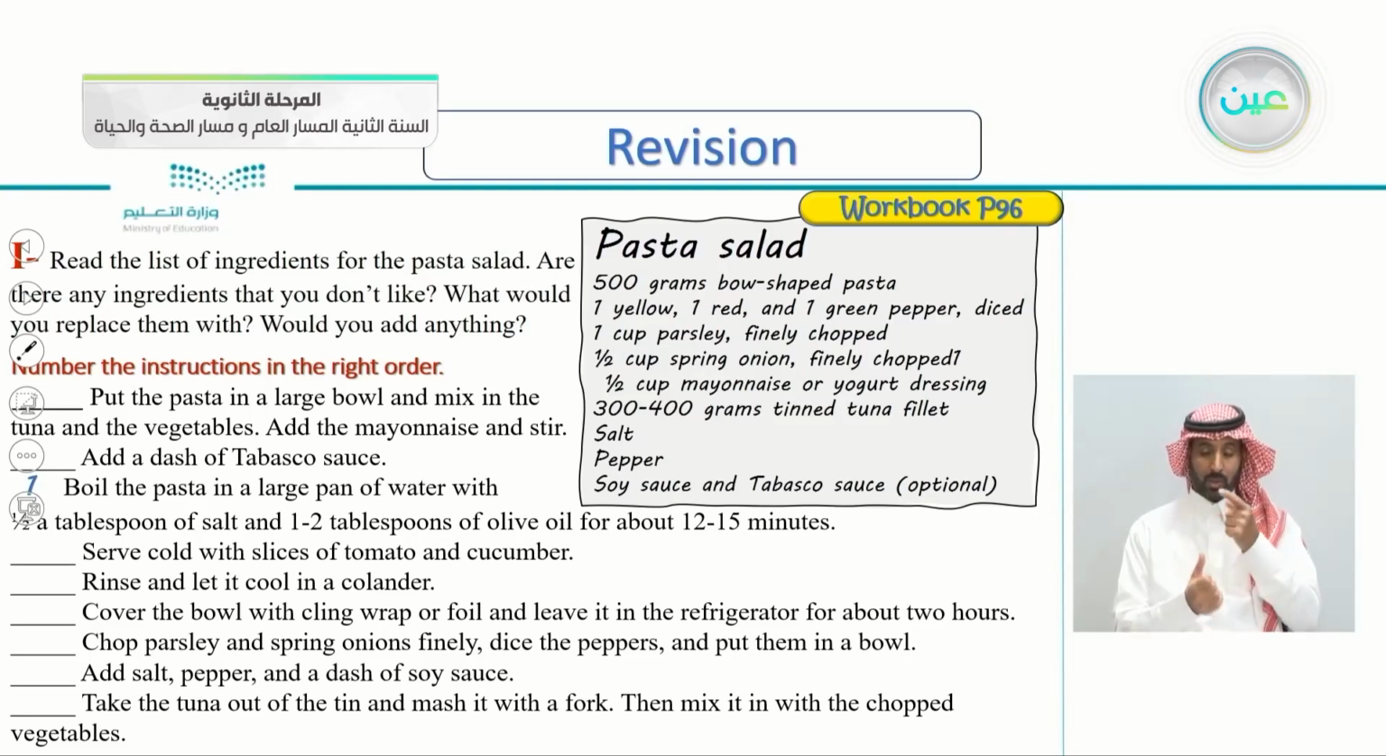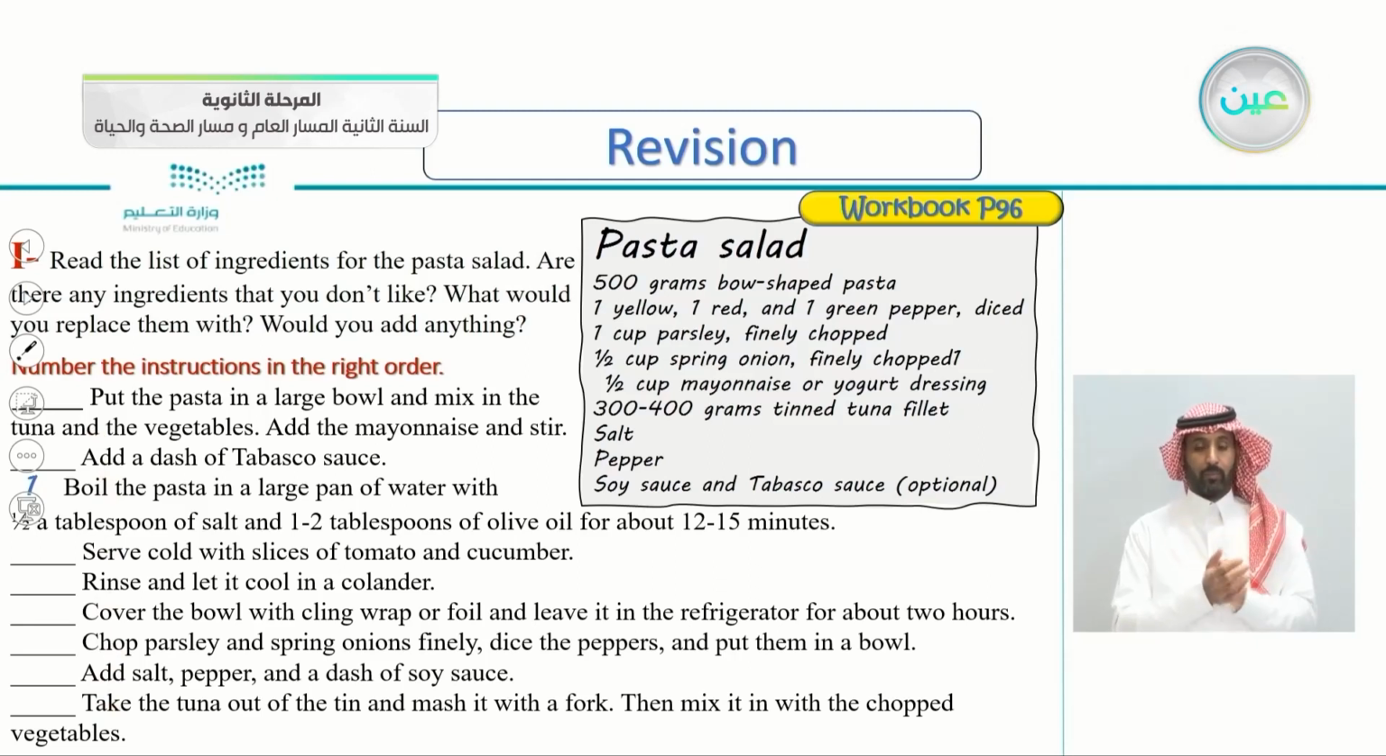Now, number the instructions. Here we have instructions on how to make a pasta salad. Number the instructions in the right order. If you know how to make a pasta salad, this would be easy for you. Number one is already done for you: boil the pasta in a large pan of water with half a tablespoon of salt and 1 or 2 tablespoons of olive oil for about 12 minutes. Read the rest of the steps and try to come up with the second step, the third step, 4, 5, and so on.